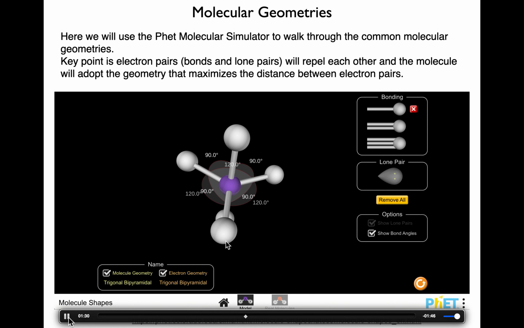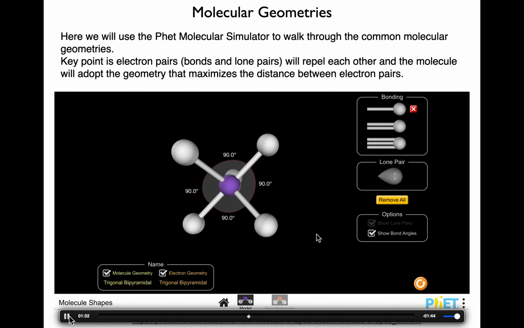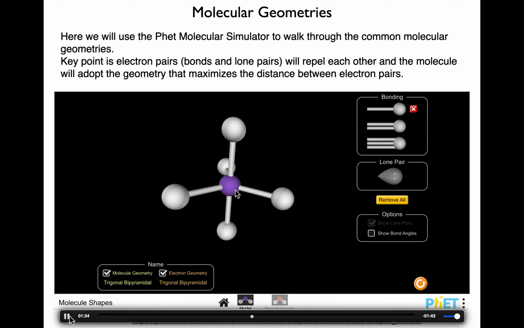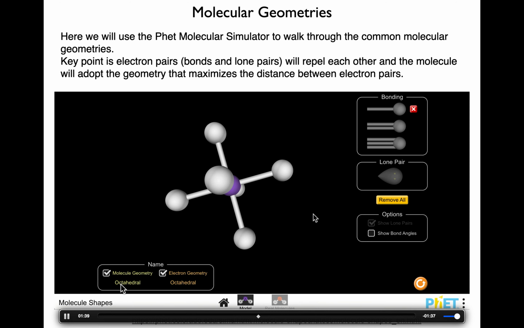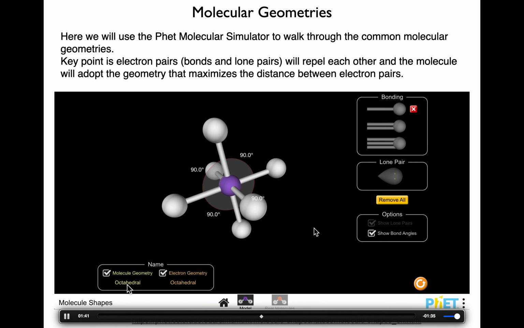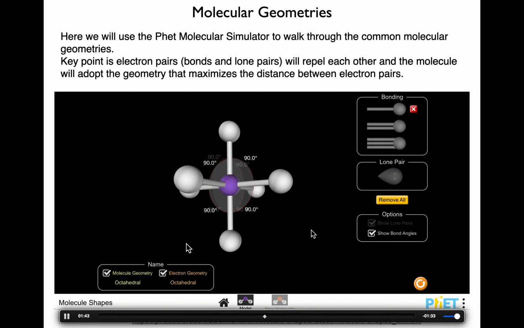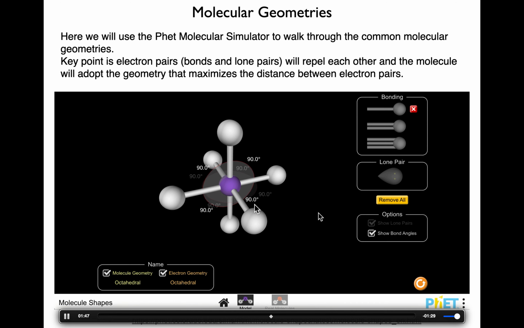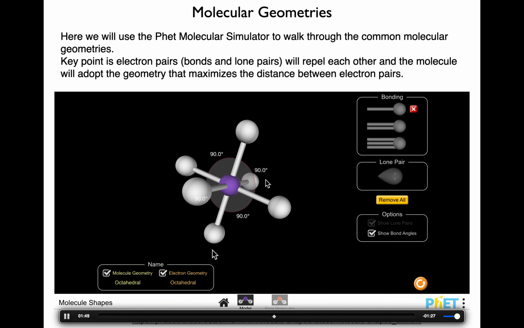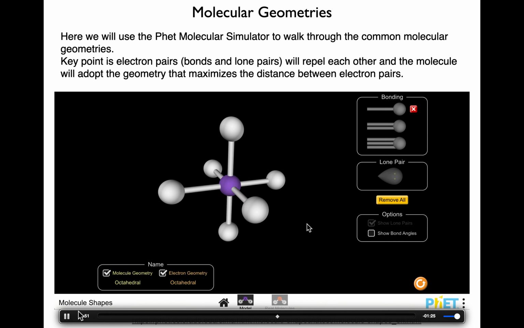All right, in a second we'll add 1 more covalent bond to that central atom, and when we do that, we get what's known as the octahedral geometry. In this case, we have a nice symmetrical molecule again. Bond angles everywhere are 90 degrees apart. All right, so this is the octahedral geometry.